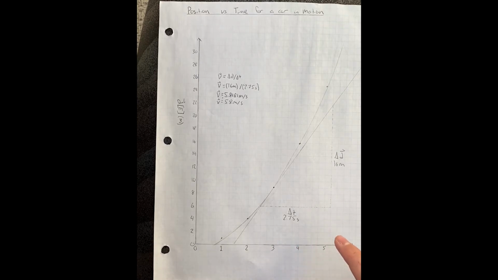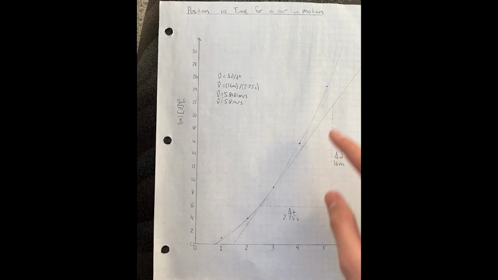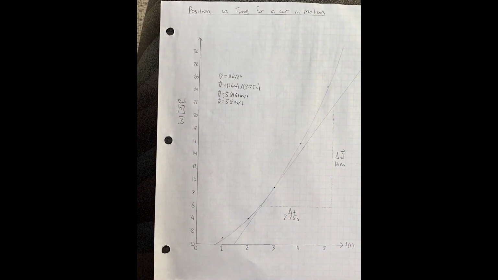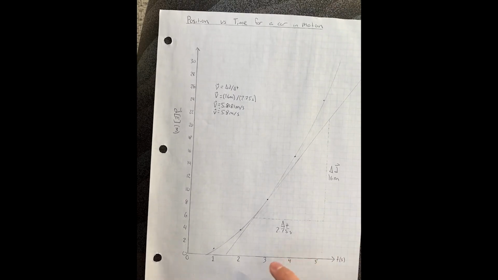So what we would do is draw a tangent line to this curve, which is a straight line that is only meant to touch at this point on the graph. So as close as you can, you just want to kiss that curve. So then once you have your line drawn, you would want to take the slope of that line. That would give you an approximation of the instantaneous velocity of that point.